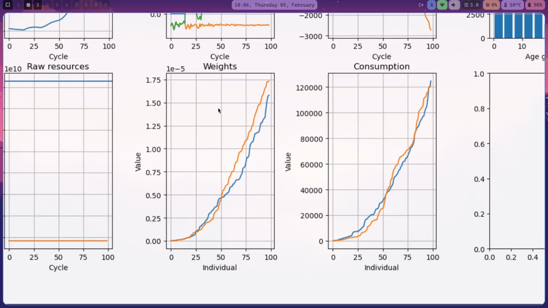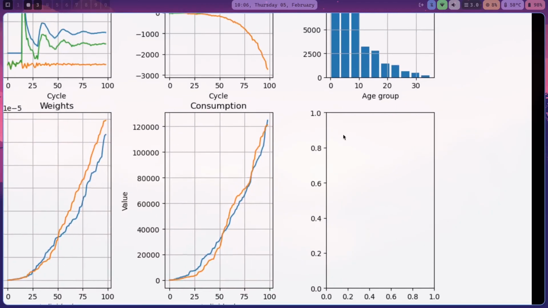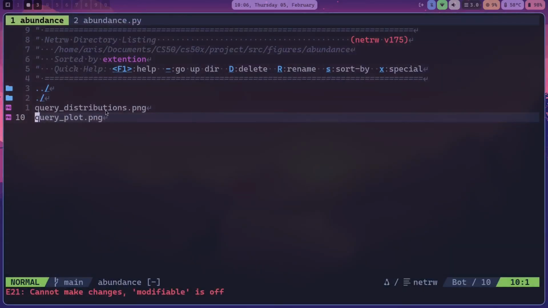The weights themselves would be the modification of the fair share of an individual. I'm only listing the first 100 individuals here so that we can see some sort of variation. And then we have the consumption, and it follows pretty much the same trends as before. Some people are consuming a lot more than their fair share.